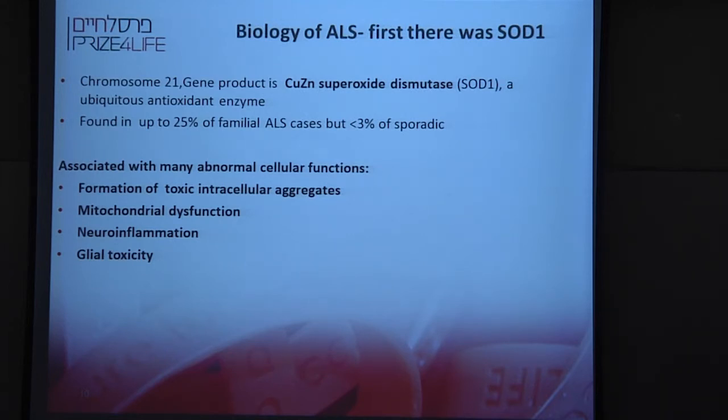SOD1 has 100% penetrance, so all mutation carriers have ALS. And that's why it's easier to identify, because you see these families where really half of the family is affected by ALS. So then this mutation was identified. There's been a lot of research since then to understand the biology associated with ALS in the motor neurons.